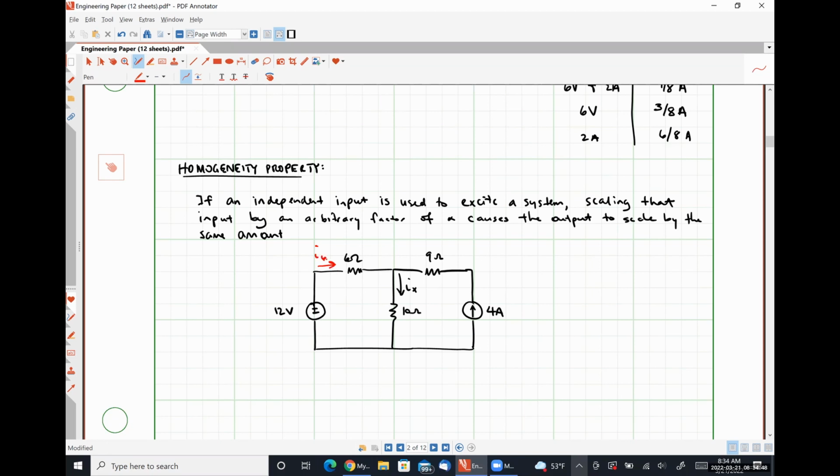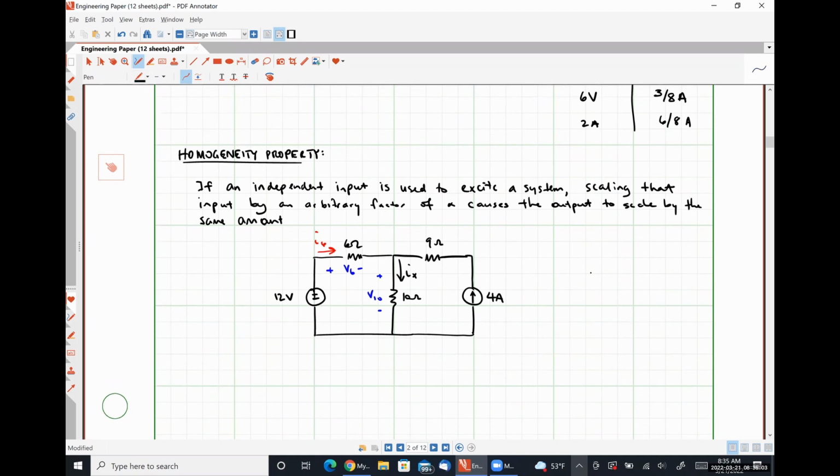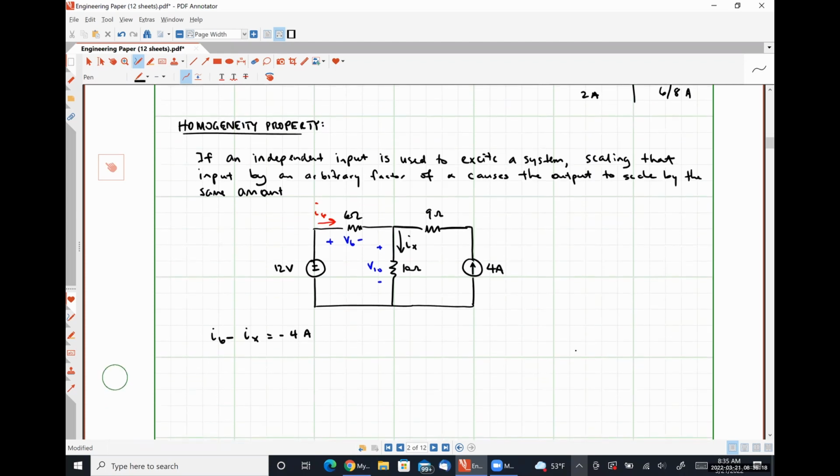I'm going to call this guy I6 again. Then we're going to have this voltage V6 and this voltage V10. If I apply KCL, I find that I6 minus IX is now equal to -4 amps. And I know that 6 ohms times I6 plus 10 ohms times IX is now equal to 12 volts. I'm going to solve this system for I6 and IX.